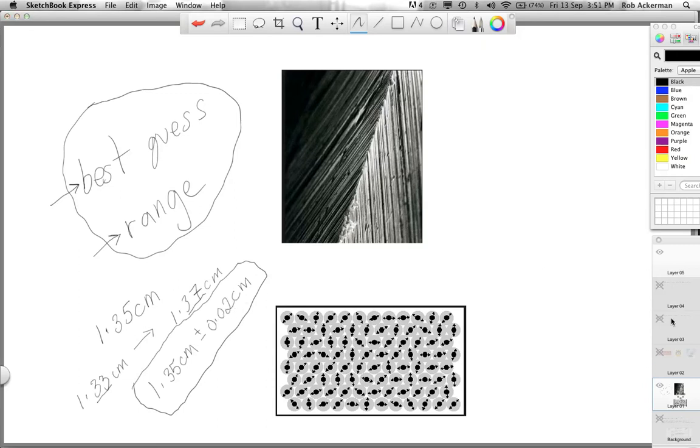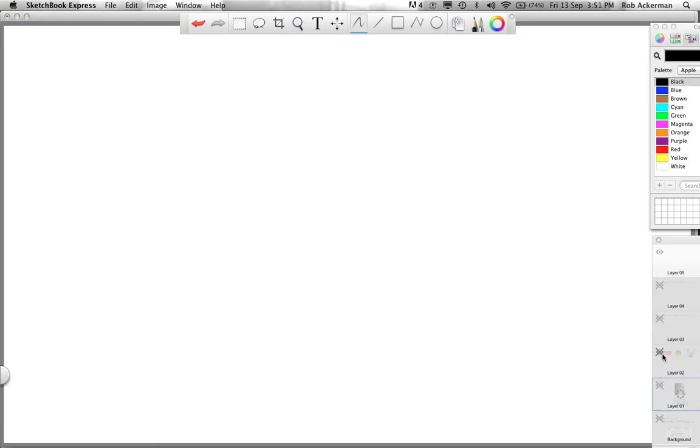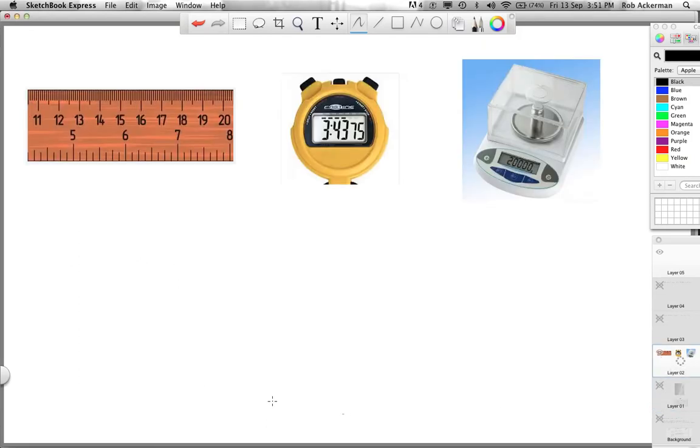Okay? Now let's take a closer look at some of the devices you'll be using in this course to make measurements. You're going to use rulers to measure length. This is one of the basic measurements we can make in the universe. You're going to use stopwatches to measure time. This is another basic measurement that we can make in the universe. And the other one, of course, is mass, another very basic unit of measurement in the universe. So let's take a look at the ruler as an example.